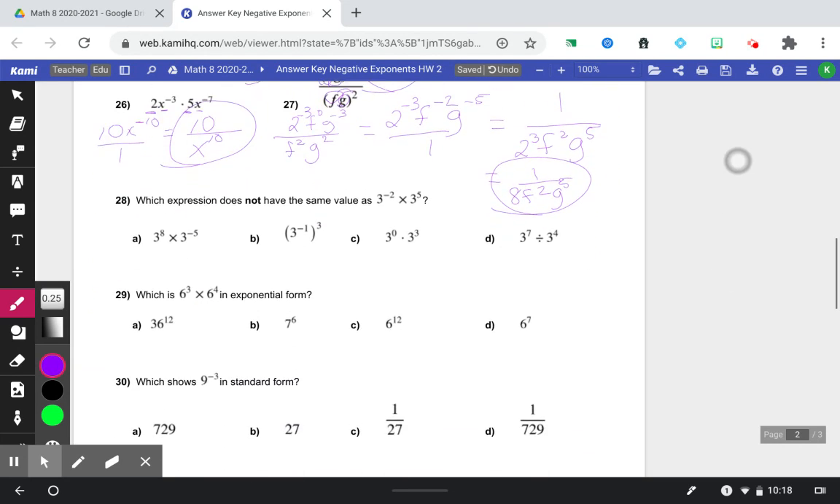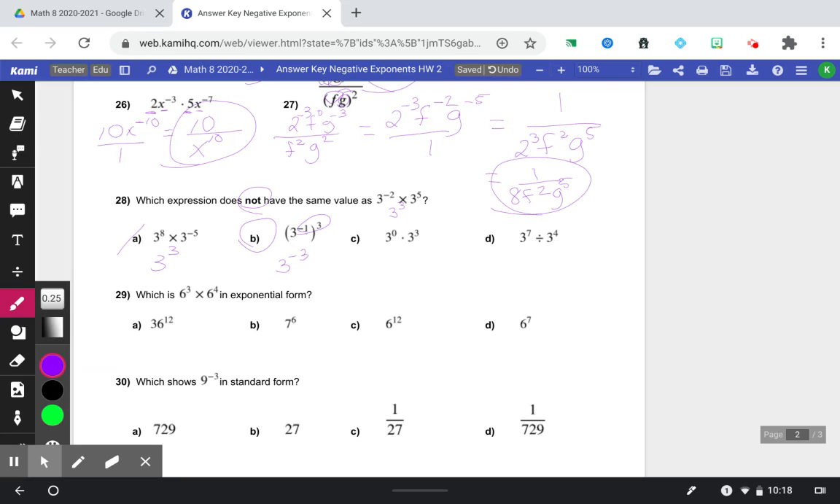Okay. 28, which expression does not have the same value as 3 to the negative second times 3 to the 5th? So keep your base, add your exponents. So we're looking for the one that does not equal 3 to the third. Well, right here, keep our base, add the exponents. That does equal it, so that's not our answer. Power to a power. Keep the base, multiply the exponents.